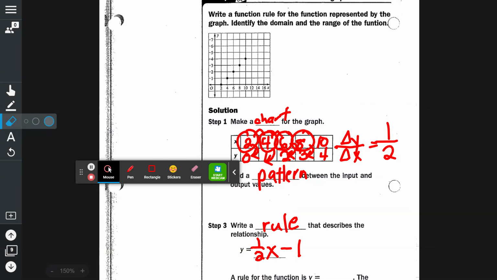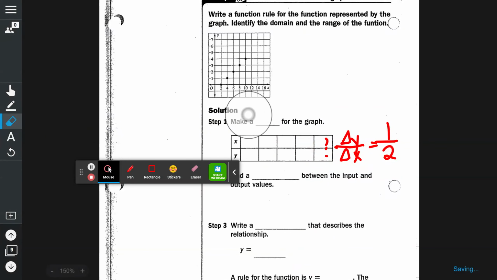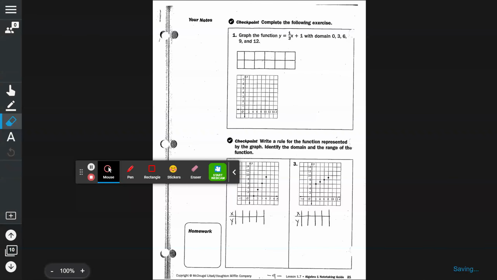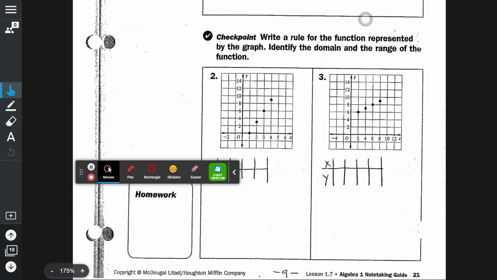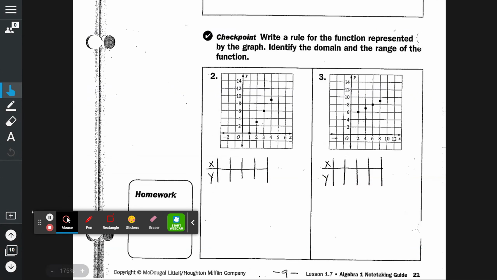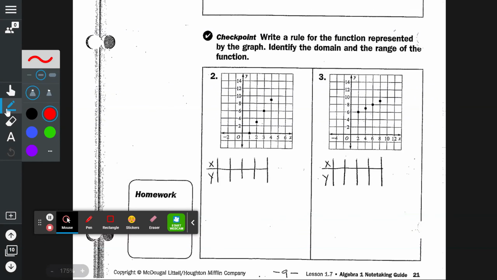So now we're going to turn the page. So now you're on page 9, and I want everyone to look at checkpoint number 2. So checkpoint number 2, let's see if I can move this. Checkpoint number 2 says, write a rule for the function represented by the graph. Identify the domain and range of the function.